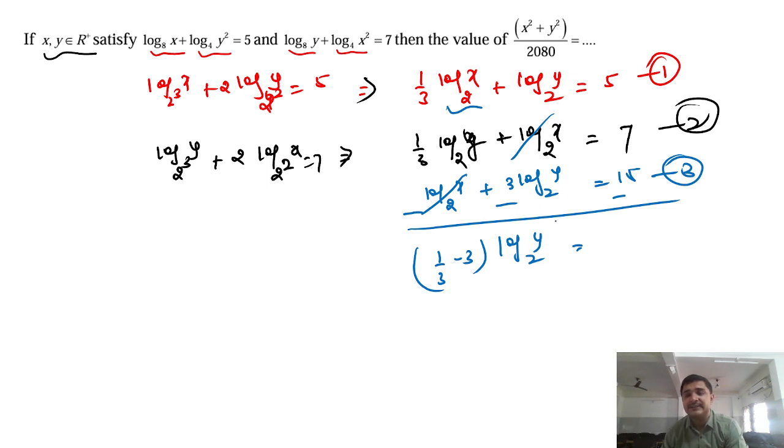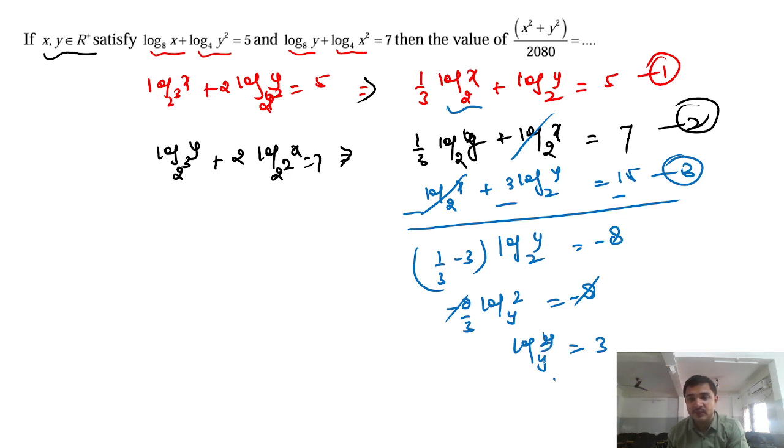7 minus 15, it is actually equal to minus 8 in fact. So we'll get minus 8 by 3 log y base 2, that is equal to minus 8. This minus 8 cancelled out. Log of y base 2, that is equal to what? 3. So sorry, y base 2.